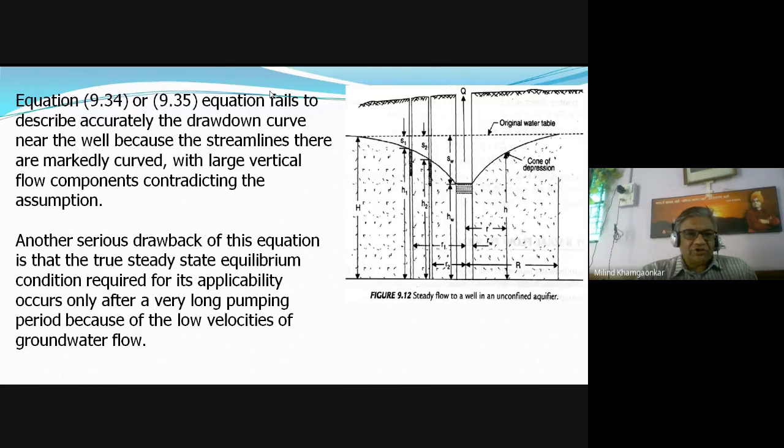Both these equations fail to describe accurately the drawdown curve near the well because the streamlines there are markedly curved with large vertical flow components, contradicting the assumptions. That means we assumed the flow comes horizontally, but practically it comes in curves, though we do not pay much attention to that. Another serious drawback of this equation is that the true steady state equilibrium condition required for its applicability occurs only after a very long pumping period because of the low velocities of groundwater flow. These are the two drawbacks of this equation.